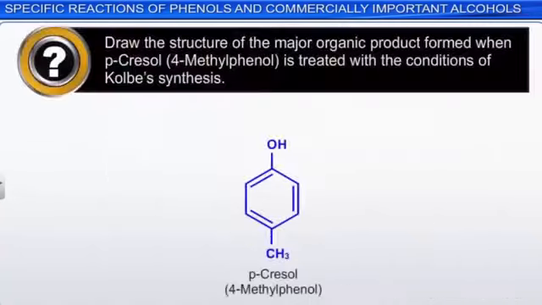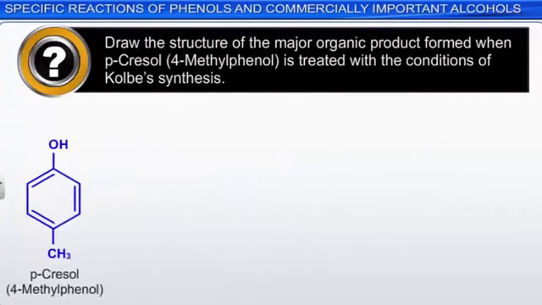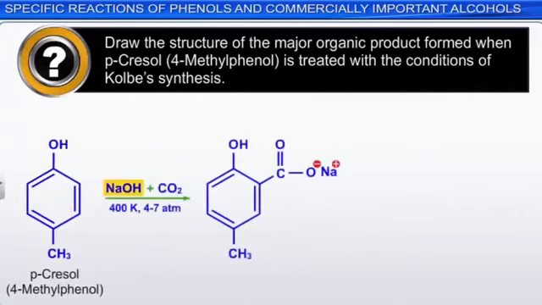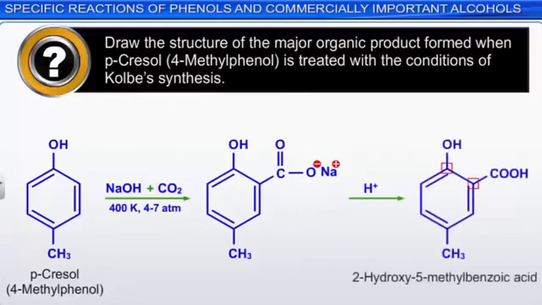Here is a problem for you to solve. Draw the structure of the major organic product formed when para-cresol, 4-methylphenol, is treated with the conditions of Kolbe synthesis. Alkyl derivatives of phenol react in a manner very similar to phenol. Treatment with sodium hydroxide, followed by heating with carbon dioxide at high pressure, and then acidification, forms an ortho-hydroxybenzoic acid derivative.